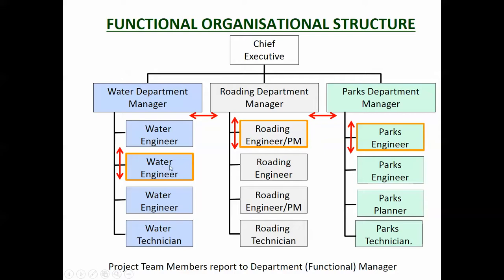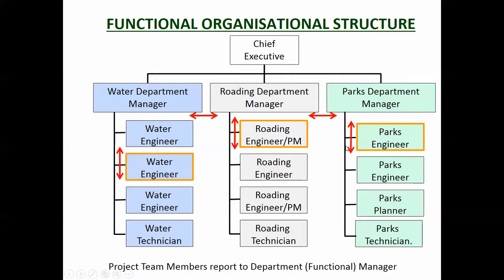Now the lines of communication: this guy's the project manager, but he reports directly to the water department manager. And the water department manager then goes to the roading manager and says, I need one of your roading guys to help me on this project. And he goes to the parks manager and says, I need one of these parks guys to help me. Okay, and these guys are allocated to the project.